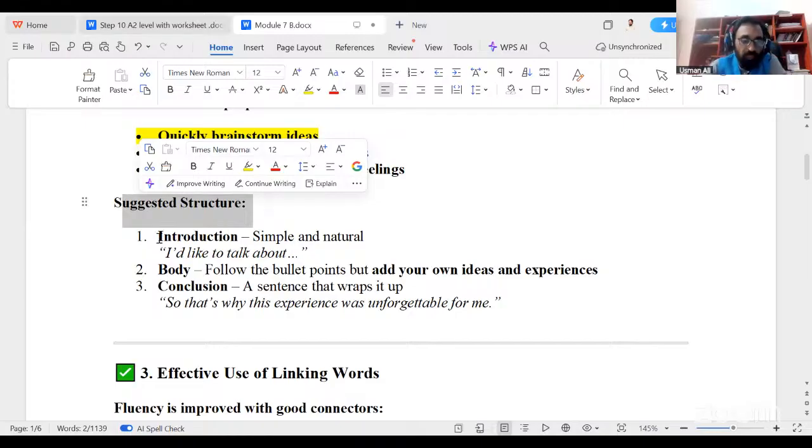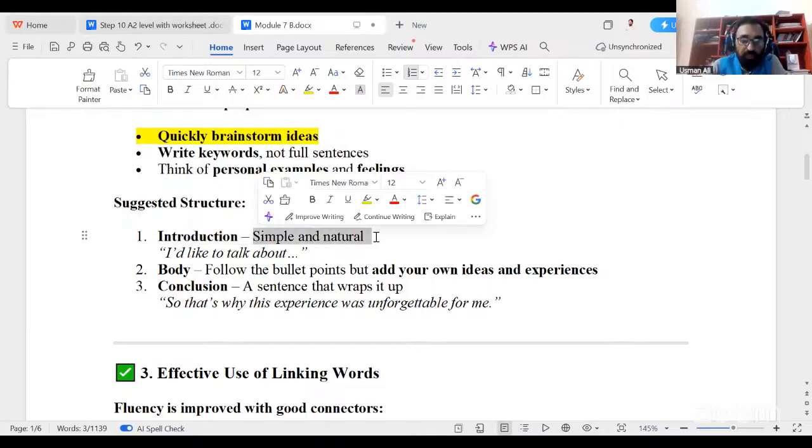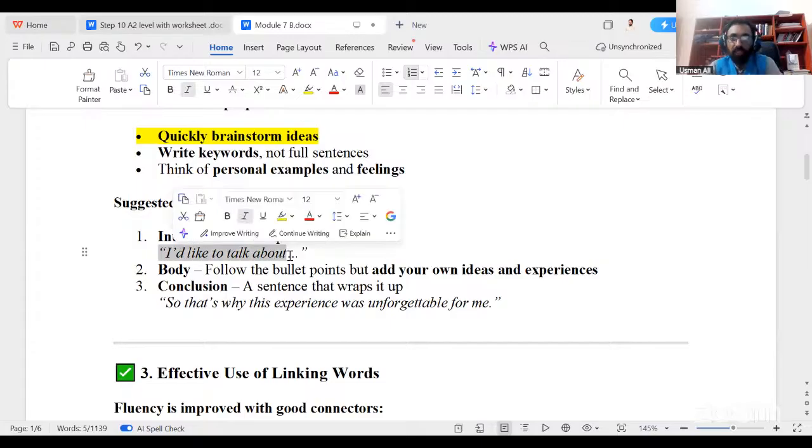Two, the introduction. What is the introduction? The introduction must be simple and natural. For example, I would like to talk about. Whatever the topic is, you must add this at the very start of the sentence.